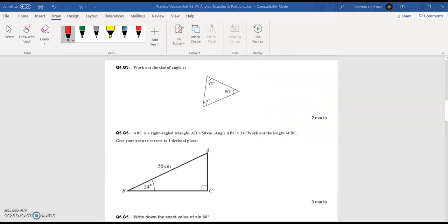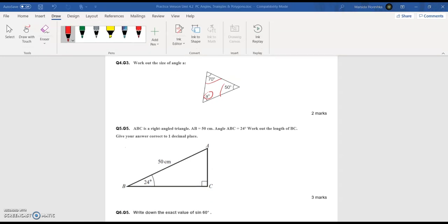This question, we've got to work out the size of angle A, so this one in here. We have 70 and 50. Now we know that the angles in a triangle add up to 180 degrees. If you tend to forget that, you can draw a triangle on a piece of paper, cut it up into three parts, and line up all of the three angles, and they should add up to 180 degrees, creating a straight line.